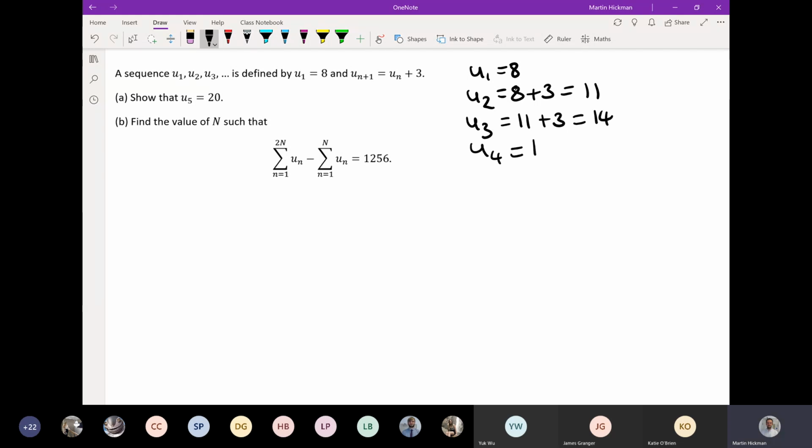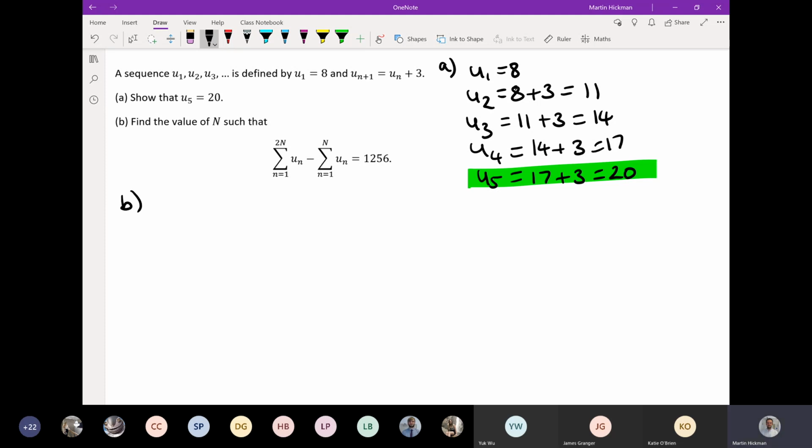Remember, with these recurrence relations, you can just use the answer function to quickly get there on your calculator. Just put in equals 8 and then just do answer plus 3 and keep hitting equals, and you can get all the terms in your sequence that way. So we've shown that our fifth term is just going to be 20.